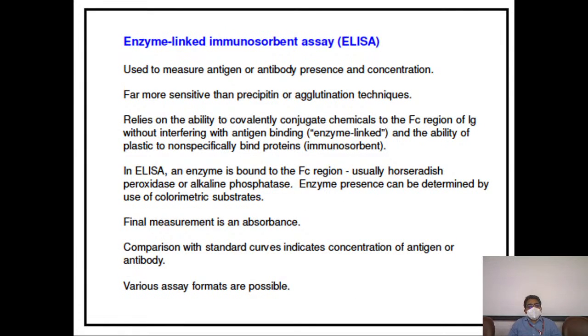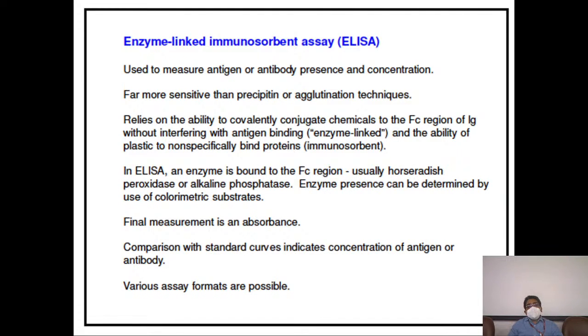It is used to measure antigen or antibody presence and concentration, meaning semi-quantitative. We can have an idea how much antibody is there. It is far more sensitive than precipitin or agglutination techniques. We will see the relative sensitivities. It relies on the ability to covalently conjugate chemicals to the Fc region of the immunoglobulin without interfering with the antigen binding, that is enzyme linked, and the ability of the plastic to non-specifically bind protein, that is immunosorbent.